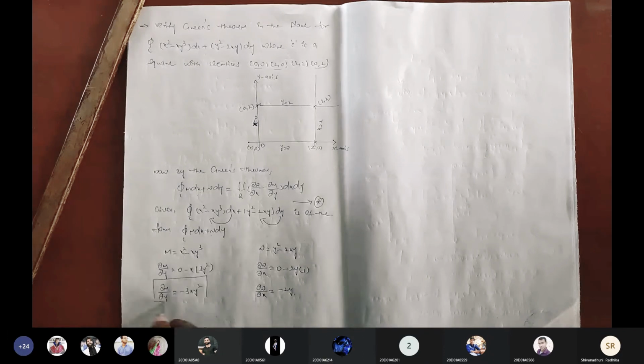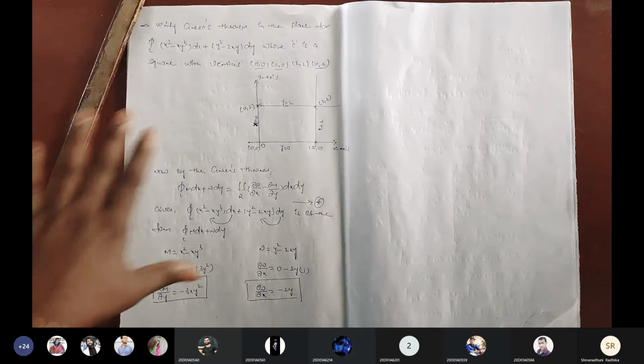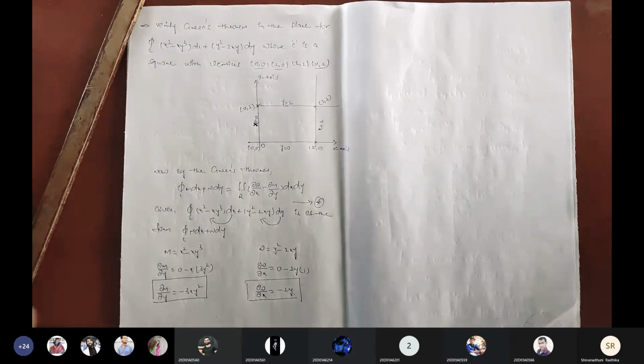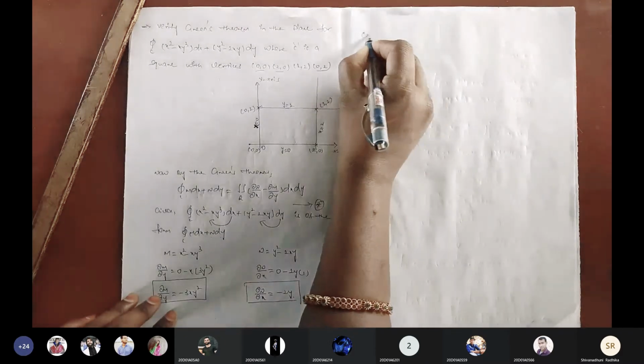See? The partial derivatives are also completed. These are very useful for the RHS. While we are going to find the RHS, we are going to substitute these terms. Okay, this is the given data, completed. Now we go for the cases. The first case, what is the first case? Case 1.